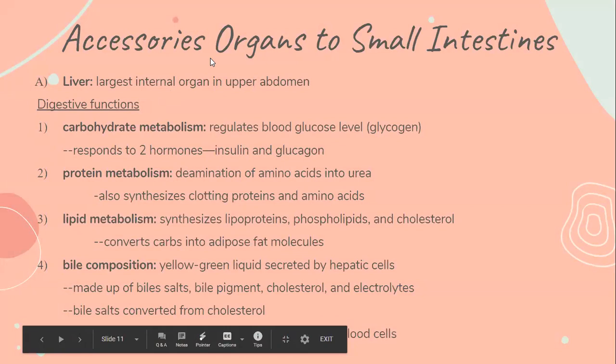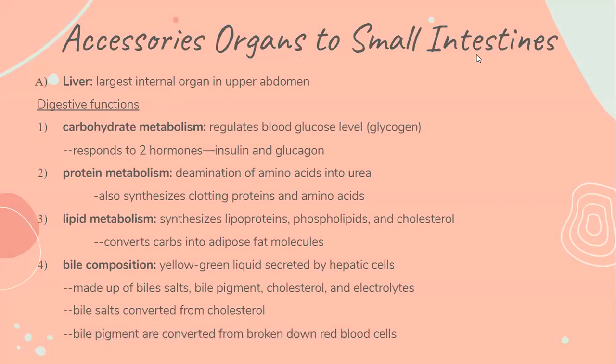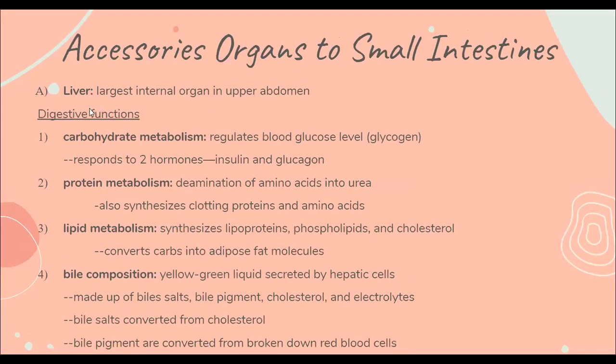So here's more on the accessory organs to the small intestine. All of these help out the small intestine. We have your liver first, which is your largest internal organ in your upper abdomen. It's actually larger than the stomach. It's bigger than you think, I would say. I was surprised by the size of it.